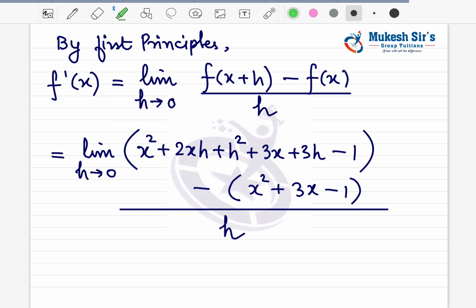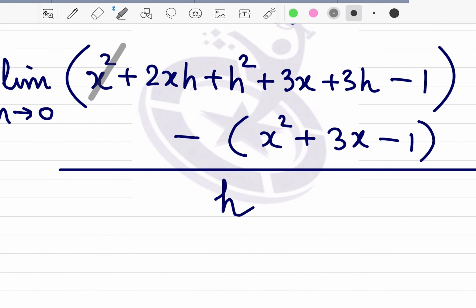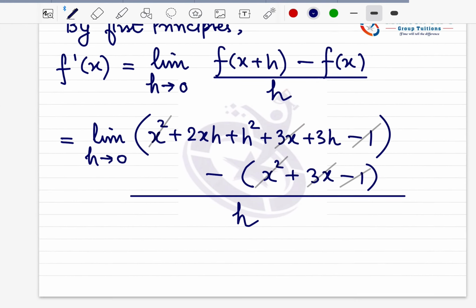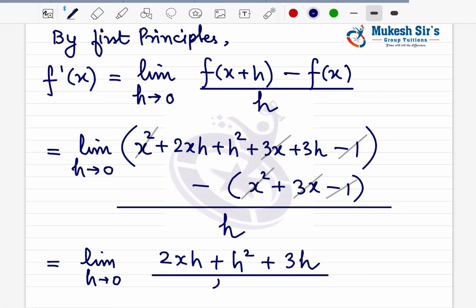Now when you see here, when you open the brackets here, यहाँ पे अगर brackets open किया तो x square and minus x square gets cancelled. 3x and minus 3x gets cancelled. Then minus 1 and minus 1 also gets cancelled. So what is left over there? You have limit h tends to 0. The numerator will have 2xh plus h square plus 3h the whole divided by h.